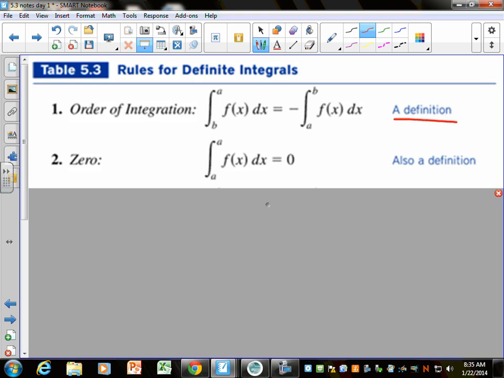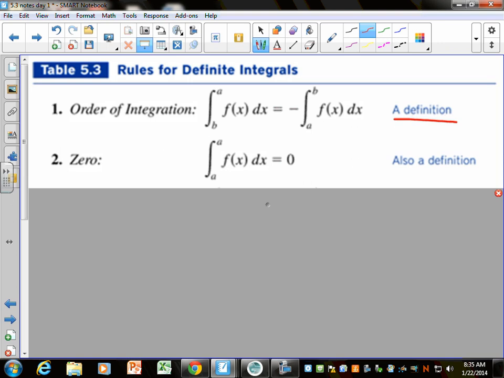Yes, the bigger number always has to go on top. This one I can't explain to you. If we think about this as the area, right? If I'm going from A to A of any function, how much area have I included, no matter what the function is, if my interval is from A to A? Yeah, there's no area. Does that make sense? So that's why it's always 0.